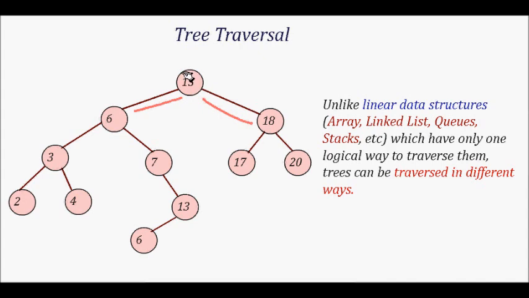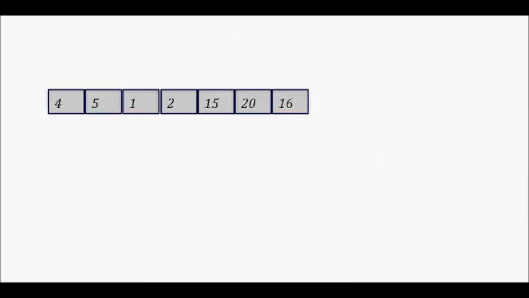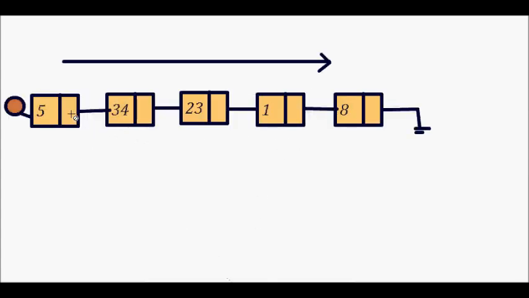In fact, I'm talking about a binary tree. Here I can move in this direction, then again from 6 I have two options, moving to 3 or moving to 7. So it's not that easy. As it's pictorially depicted, in an array you can just move in one direction. That's there in a linked list also, from node 5 to node 34, 34 to 23, 23 to 1 and then to 8. So this is the simple way. You don't have multiple branching options.